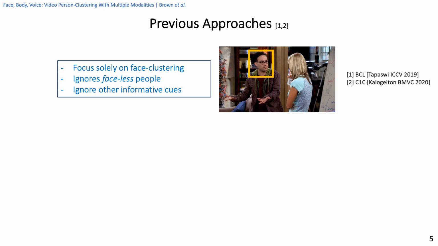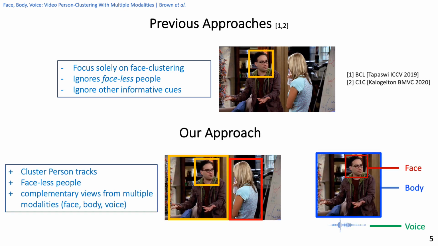Previous approaches to the task have focused on face clustering. This ignores all people without faces in the scene, limiting its use for the applications we just discussed. Our method instead clusters all people by moving to a body representation of each person rather than just face. We also harness all informative cues for identity by using different complementary views of each person instance from different modalities. Specifically, we use deep discriminative representations from face, body, and voice.